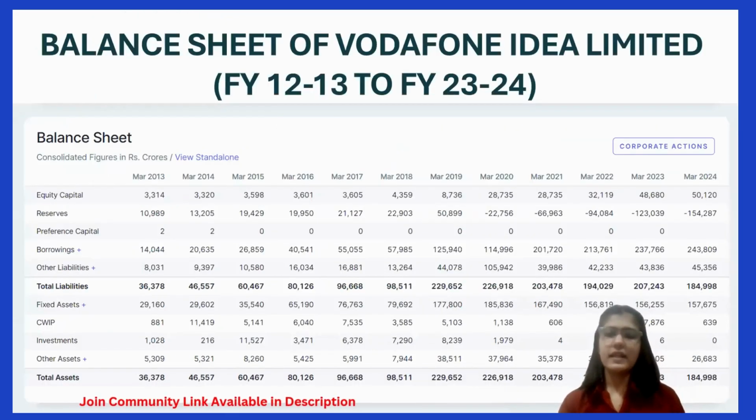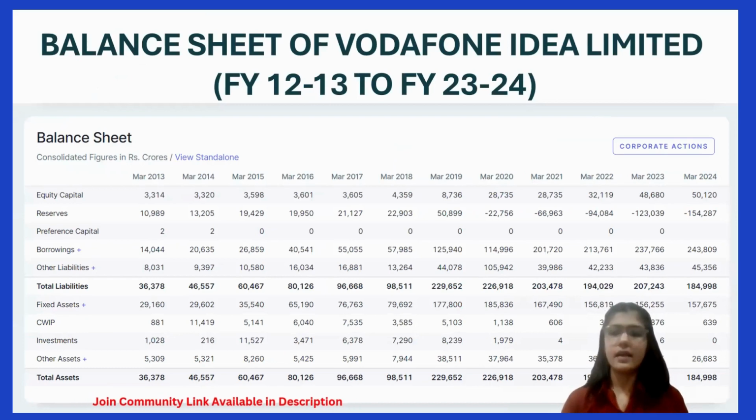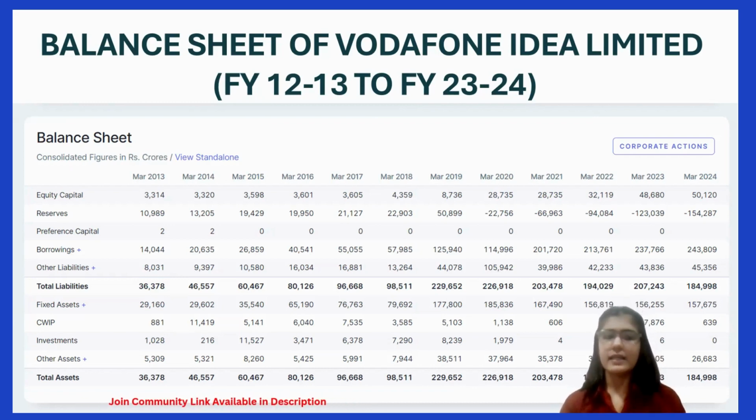So first example, this is a glimpse of the balance sheet of Vodafone Idea Limited. This is from March 2013 to March 2024. By comparing with the previous year, we can see there is a major increase in the borrowings over the years. And along with that there is a decrease in the reserves, which is usually a negative sign.